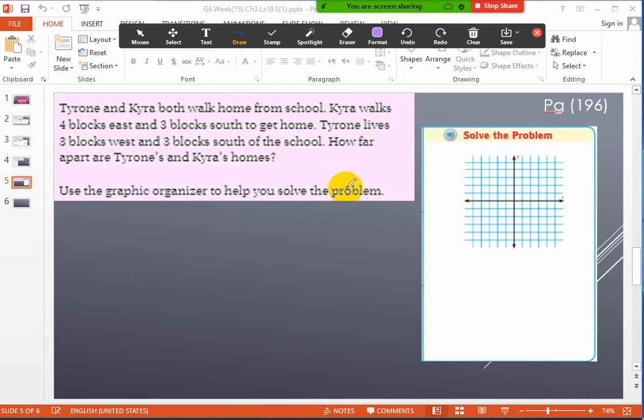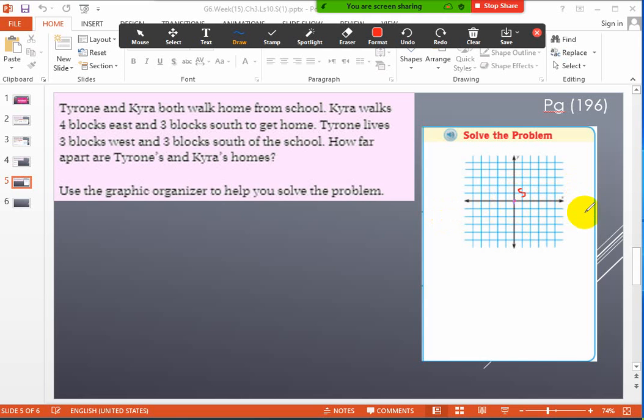Then I will locate the first point. The school will be here. The school will be on the origin. As I mentioned in the strategy that I will use, girls, this is the school. Okay, here this point will be the school, or the origin point.